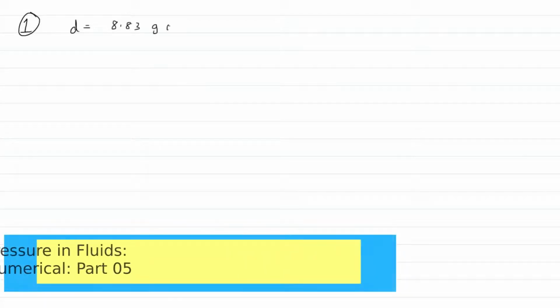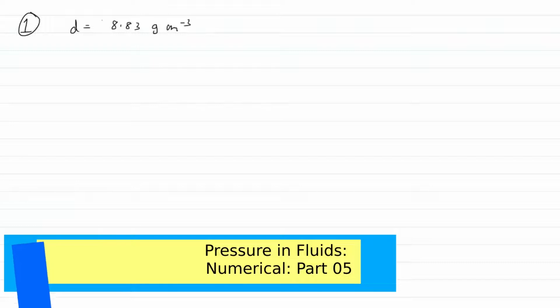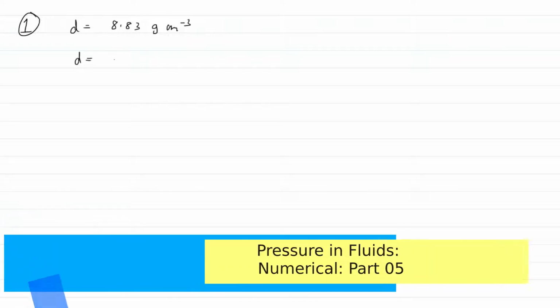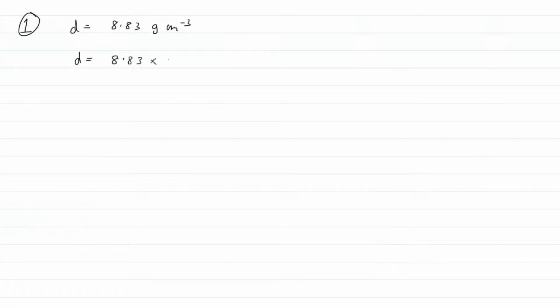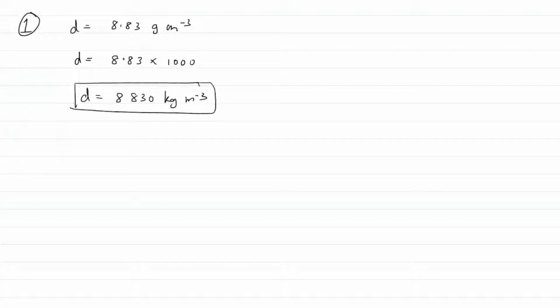If you look at the first question, it says the density of copper is 8.83 gram per centimeter cube, and you have to express that in kg per meter cube. So 8.83 multiplied by 1000, you will get 8830 kg per meter cube. So that will be the answer.